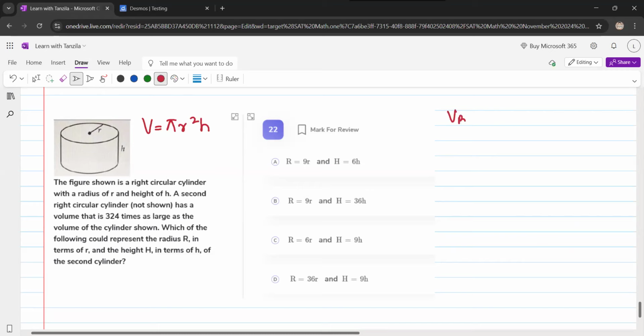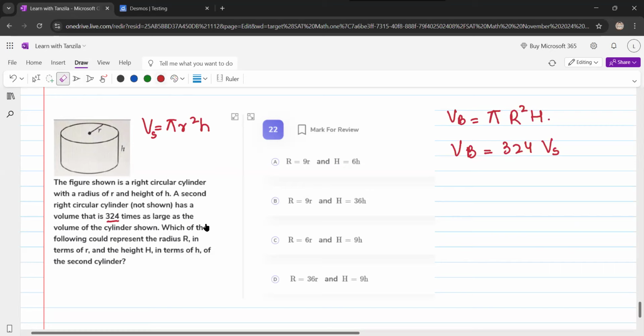Now the volume of the bigger cylinder will be pi R square H. Now the volume of the bigger cylinder is 324 times the volume of the smaller cylinder. Let's say this is the volume of the smaller cylinder. Now what do we want? We want what R is equal to, the capital R, the radius of the bigger cylinder, and how H is related to the smaller cylinder.